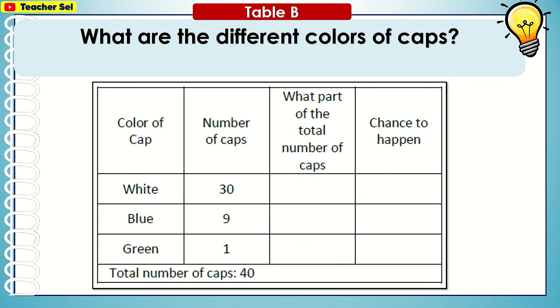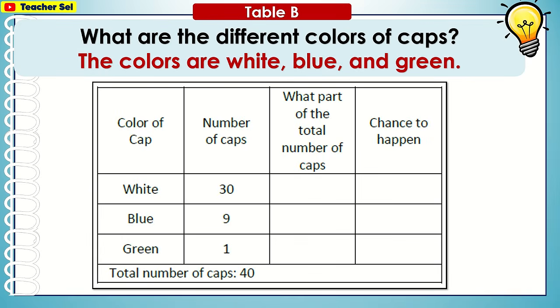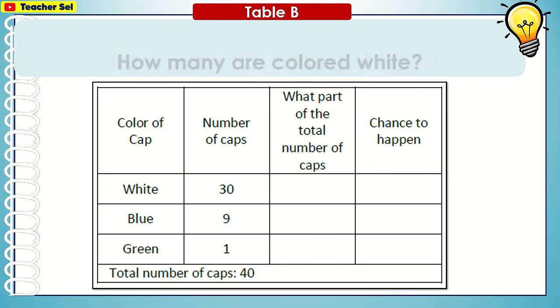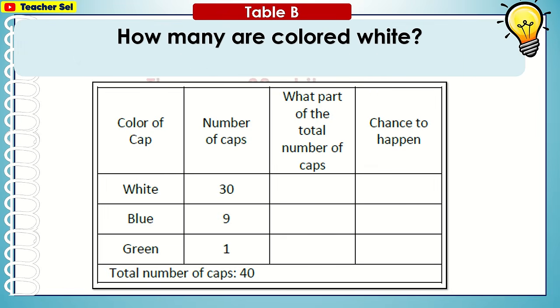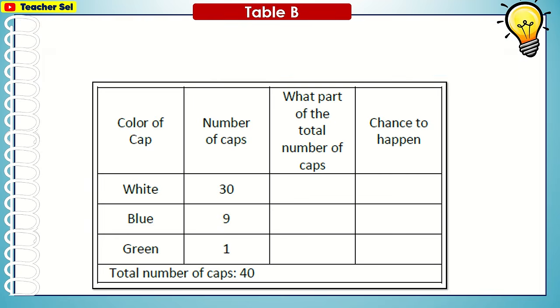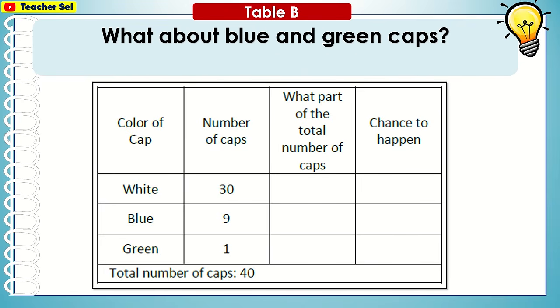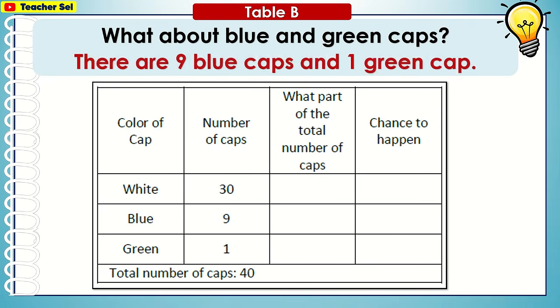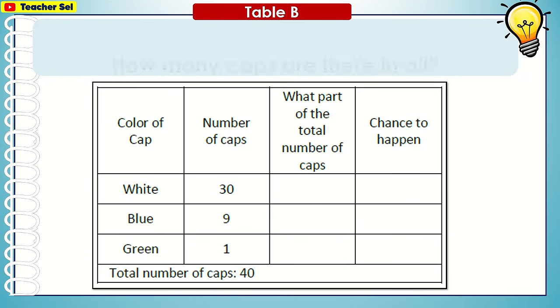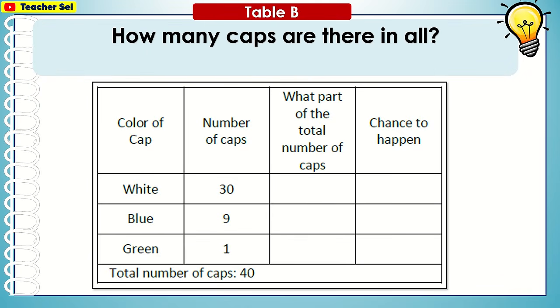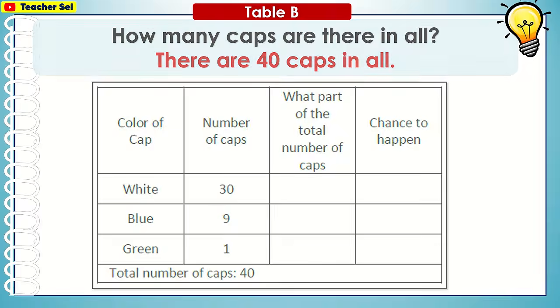What are the different colors of cups? The colors are white, blue, and green. How many are colored white? There are 30 white cups. How about blue and green cups? There are 9 blue cups and 1 green cup. How many cups are there in all? There are 40 cups in all.